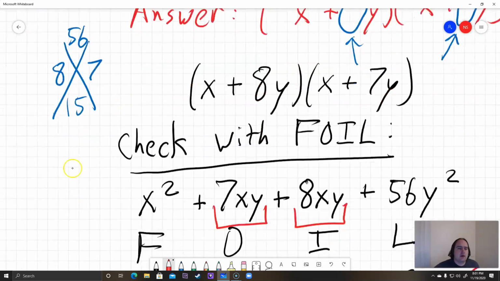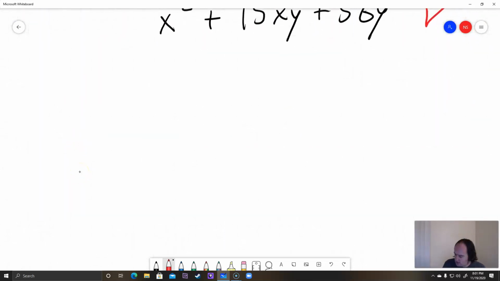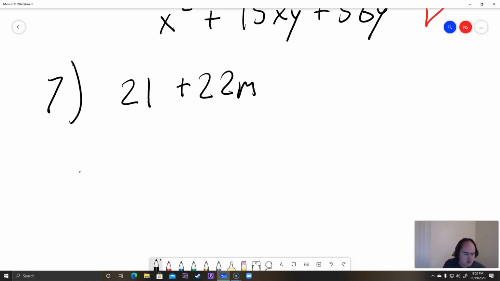Okay. All right, so that was number 6. Let's take a look at problem number 7. So problem number 7 is 21 plus 22m plus m squared. 21 plus 22m plus m squared.